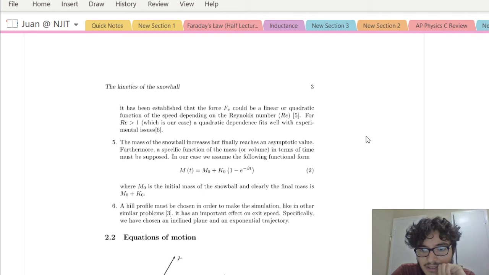Reynolds number is defined to be equal to rho, the density of the fluid, so the density of air in this case, multiplied by u, the flow speed, multiplied by L, the characteristic linear dimension, divided by mu, the dynamic viscosity of the fluid. Okay, all right, I see. So this is apparently used to find the drag force.